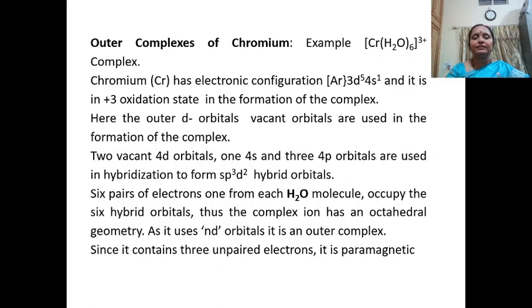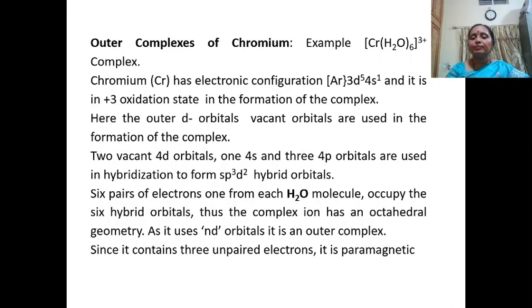Next, let us discuss the outer complexes of chromium. The example here is hexaaqua chromium 3+ ion. Chromium has an electronic configuration of argon 3d5 4s1. Even in this, it has +3 oxidation state. Here, the outer d vacant orbitals are used in the formation of the complex.